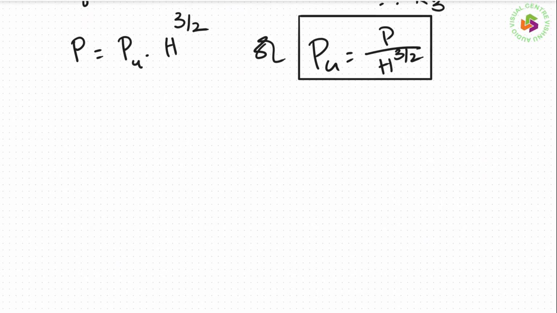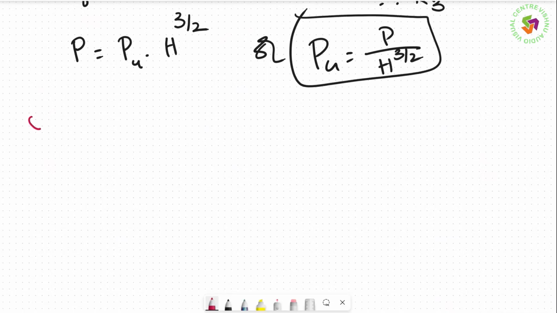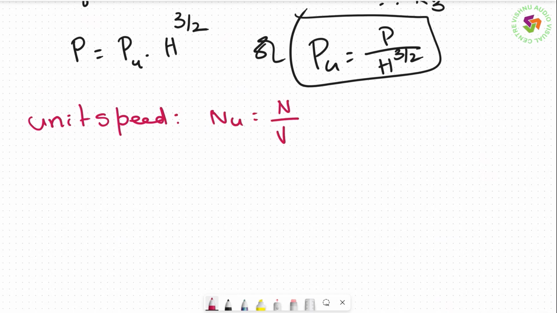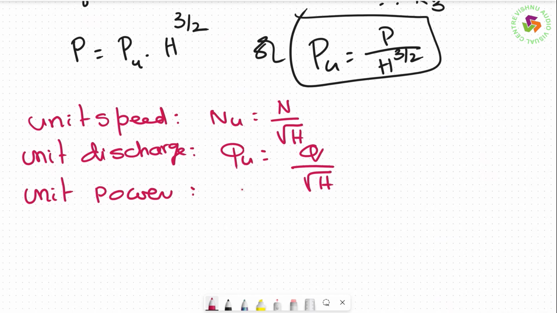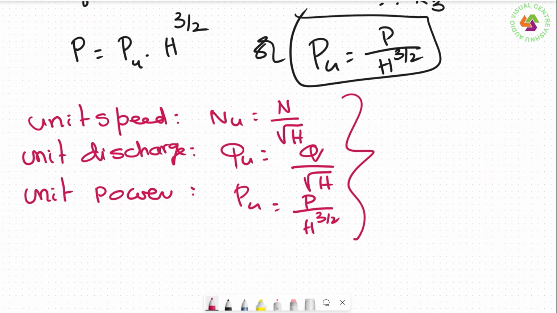What is unit speed? Unit speed Nu is equal to N by root H. Unit discharge Qu is equal to Q by root H. Unit power Pu is equal to P by H to the power of 3 by 2. These are the unit quantities.